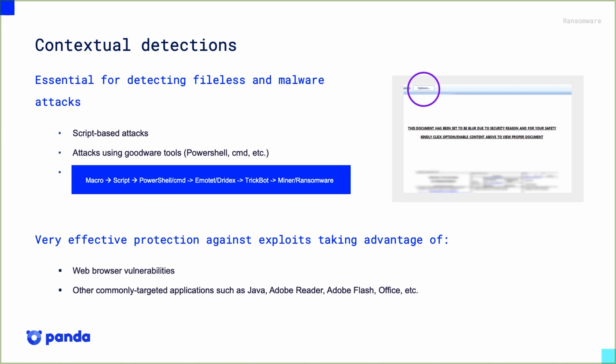Thanks to the complete visibility provided by Adaptive Defense, contextual detections are continually updated and improved to adapt to new threats. Currently, these detections cover more than 300 different scenarios.